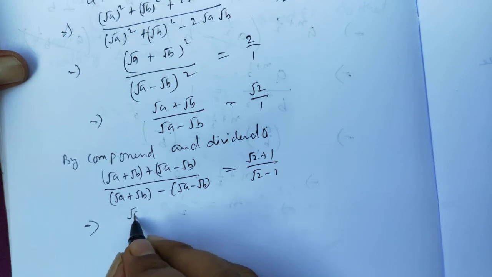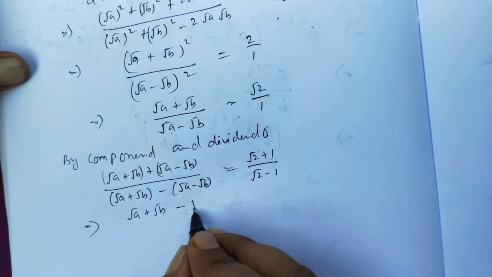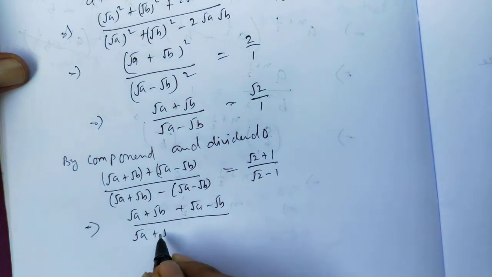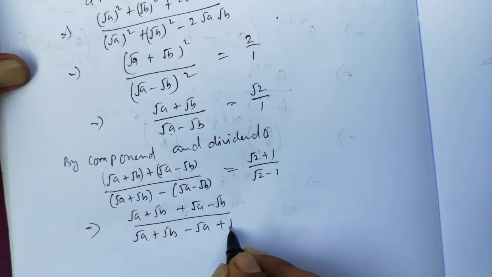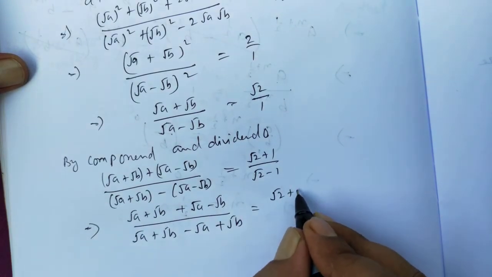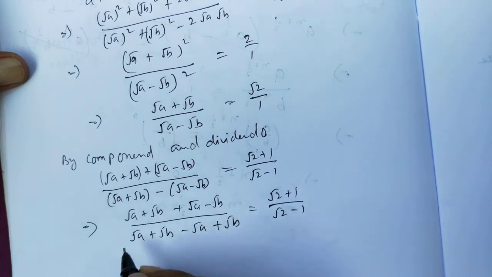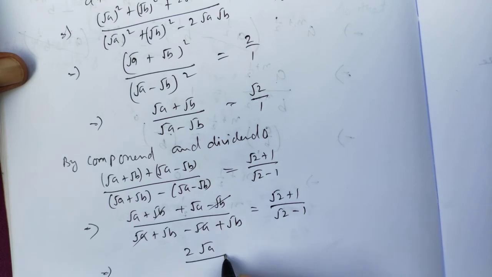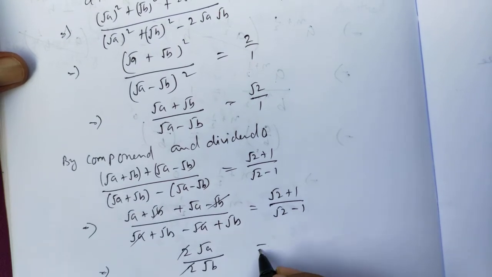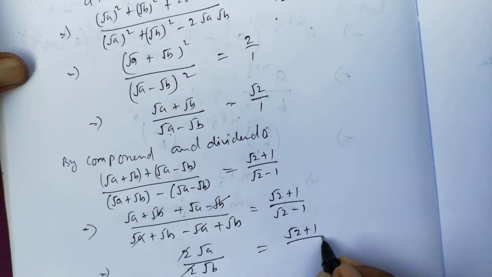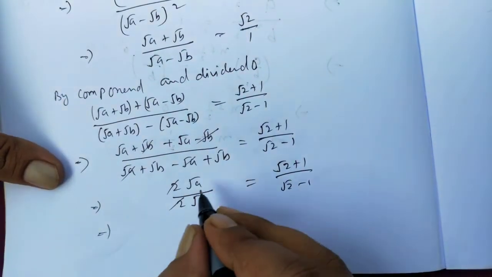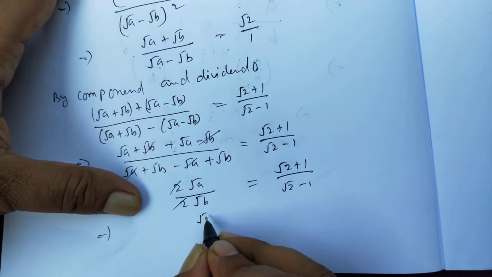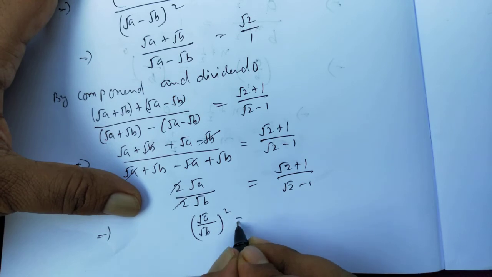So remove the bracket, root a plus root b plus root a minus root b, root a plus root b minus root a plus root b equal to, so here this is cancelled, here a is cancelled, we're getting 2 root a by 2 root b. We can cancel this. So to get the ratio of a and b, we have to square this. So square both sides. Square here also.